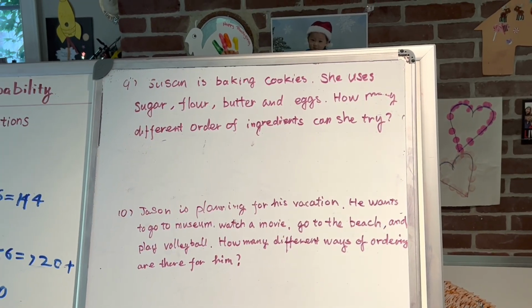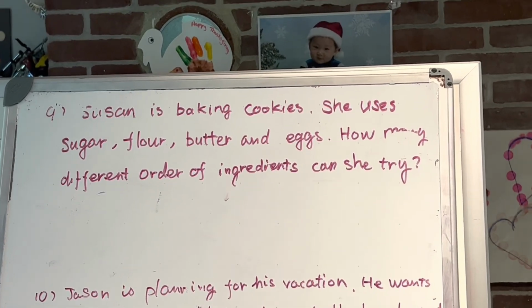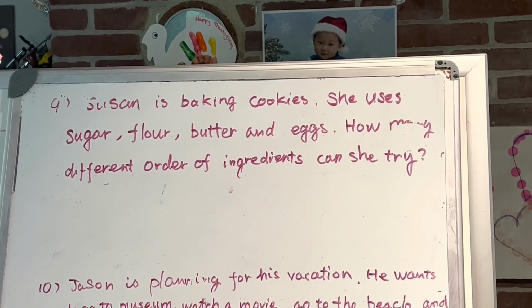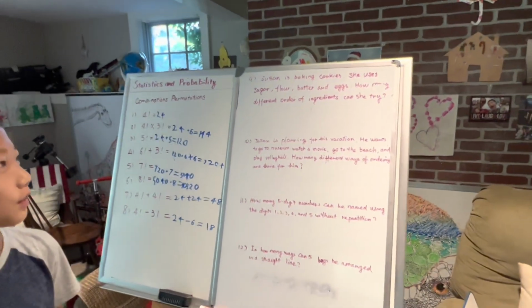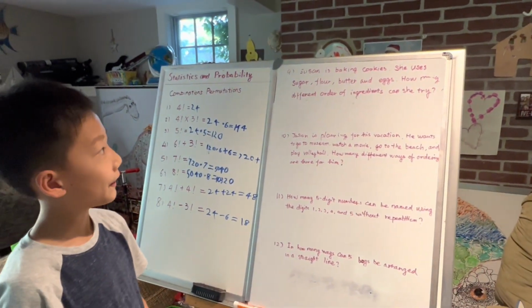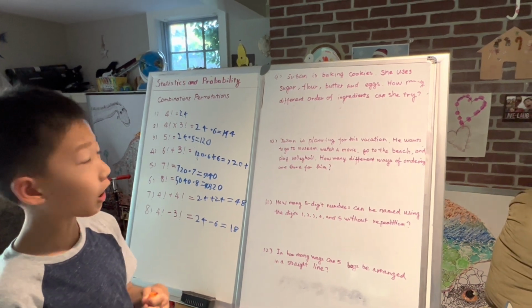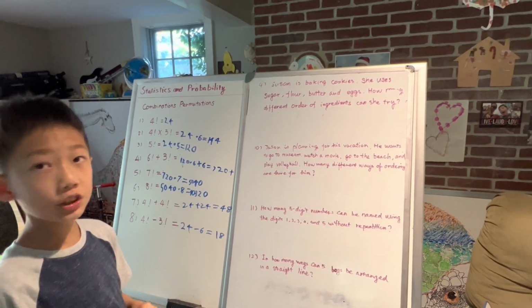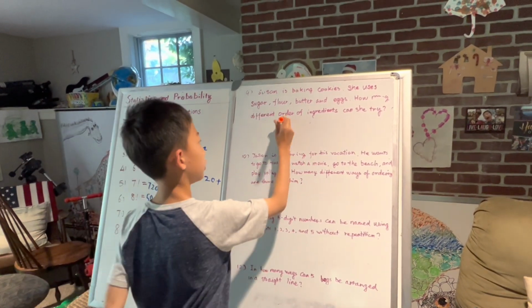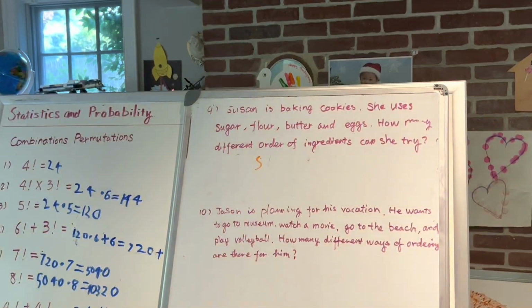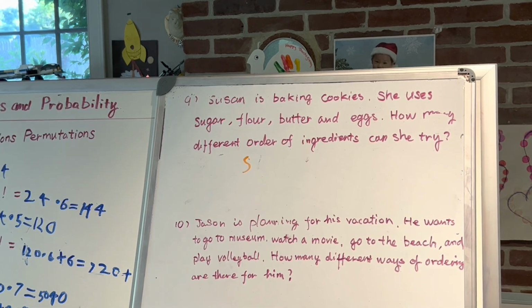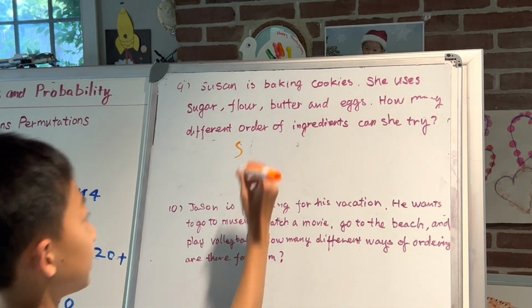Cookies. She uses sugar, flour, butter, and eggs, a classic recipe from the old ages. How many different orders of ingredients can she try? So first, you can choose sugar, the first one. Let's say that for instance. Then we have 4 more to choose, and let's say butter.